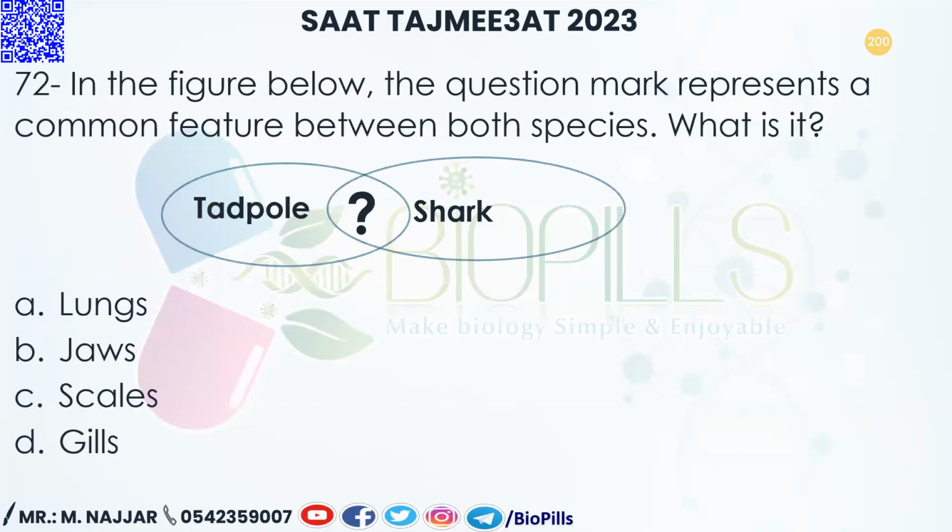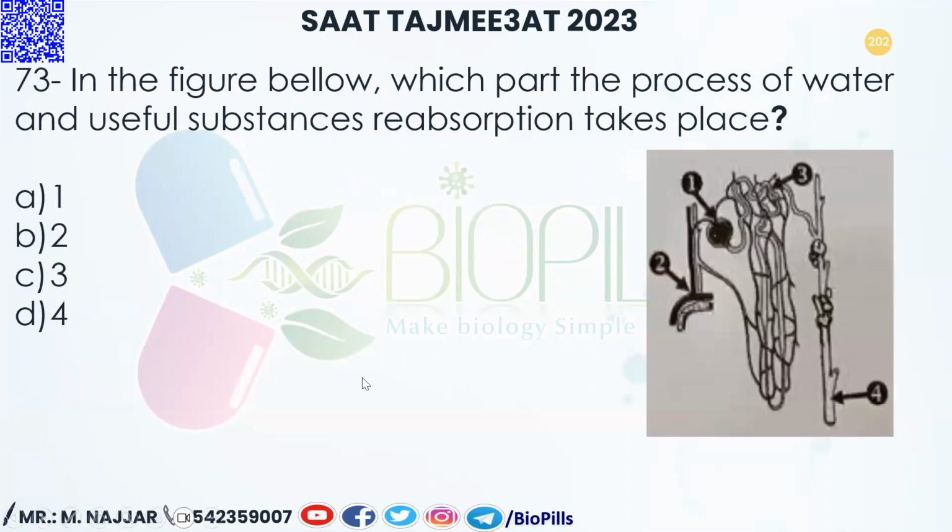In the figure below, the question mark represents a common feature between both species. What is this? Toad and salamander. Yes, both of them. I'm sorry, I said salamander. Yes, both of them contain gills. And the tadpole is a phase in which the eggs of frogs hatch, living in water in its aquatic form.